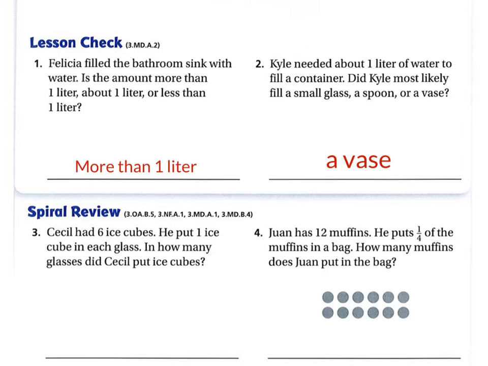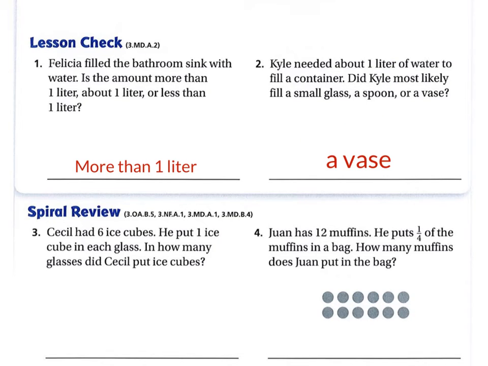Number 2, if Kyle needs 1 liter of water, and his choices are a small glass, a spoon, or a vase, which one would be about a liter? Well, let's talk about this small glass first. A small glass might be like a cup that you use at dinner time, filled up with water. I think that would be a small glass. So it's definitely smaller than that water bottle that we keep referencing. A small glass would definitely be less than a liter. So we should eliminate small glass.